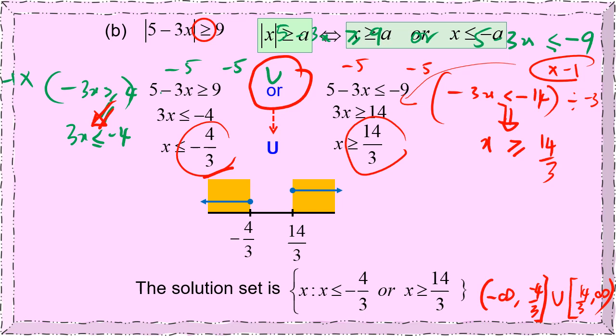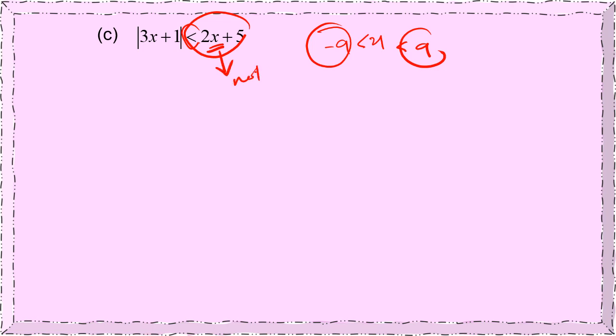Okay, so let's do question C. Absolute 3x plus 1 is less than 2x plus 5. Okay, so here you know it's less than. Can we just directly use the one with negative a less than x less than a? No, no, no. Why? Because we have x on the right side. It's not constant only. So you cannot use this definition. You have to use the one with intersection. That's why I always use the intersection one.